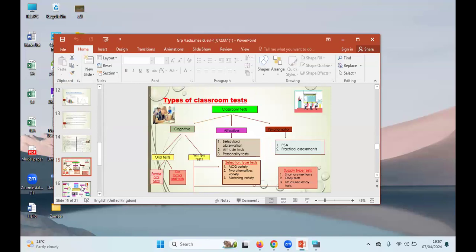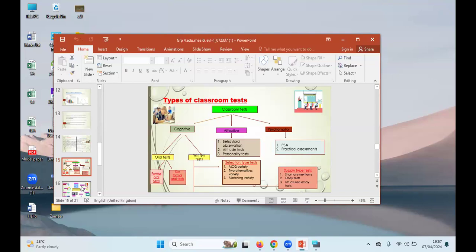So as a teacher, we can conduct a classroom test on three domains, that is cognitive, affective, and psychomotor. Now you can see the classification that I have put here. Since time is not permitting, I'll try to explain only a few tests. So let's see the cognitive test.